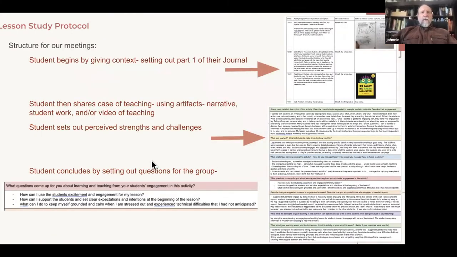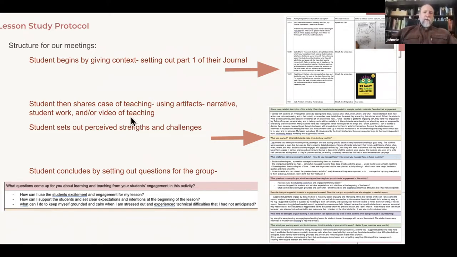And so the lesson study protocol, this is how we go about our meetings. The structure of our meetings: the student begins by giving context, setting out part 1 of their journal, things that are happening along the way. And what's special about this, and I appreciated so much doing this, is that student teachers are getting windows into each other's classrooms and what they're doing, which doesn't necessarily happen any other way. I purposefully put student teachers in bundles at school so they can wander into each other's classrooms, plan and do those things, but we don't often do these things. So this is a window into each other's teaching.